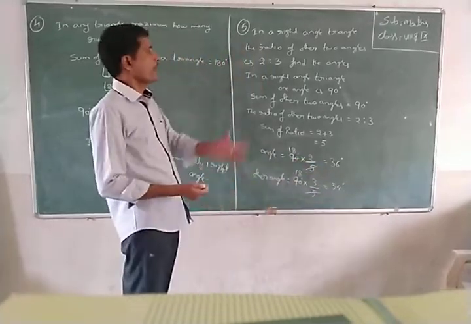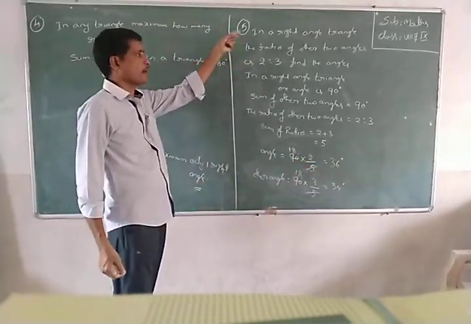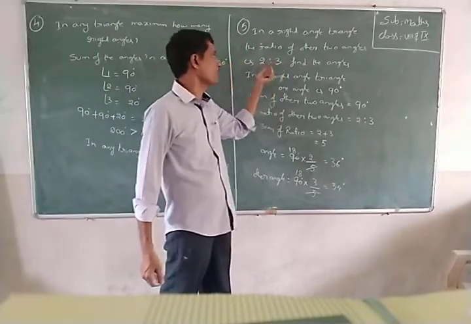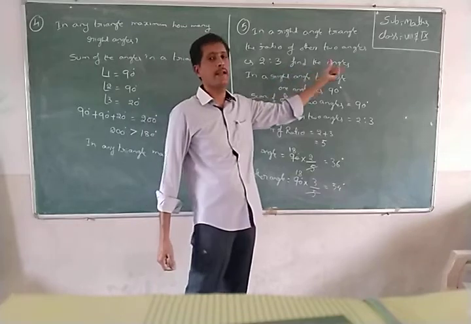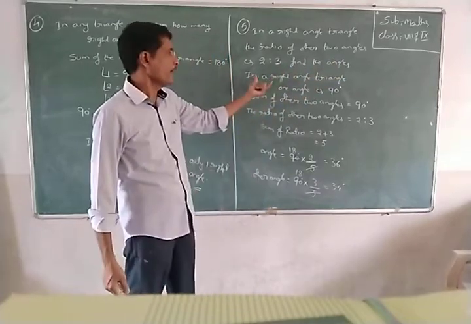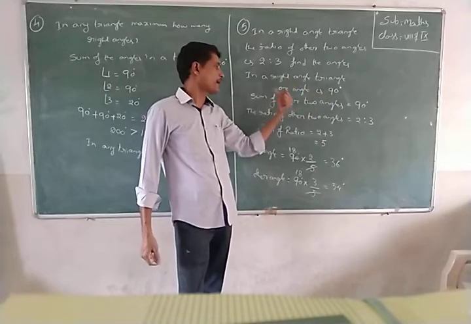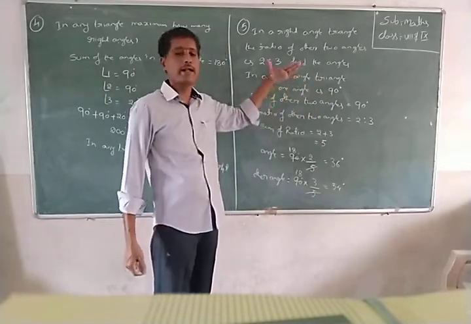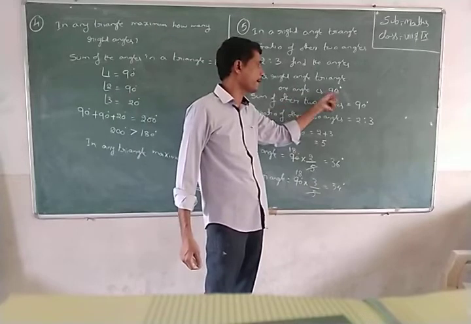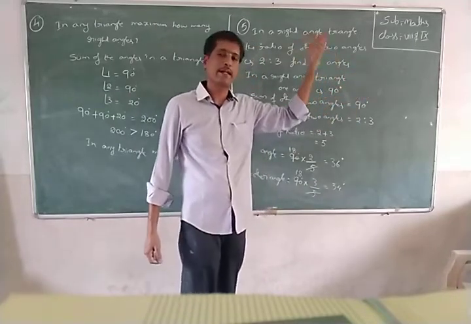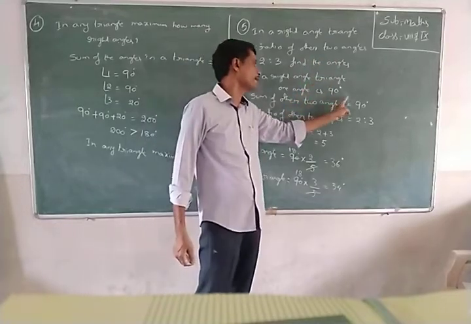One more time. In a right angle triangle, the other two angles are in the ratio 2:3. Find the angles. In a right angle triangle, one angle is 90 degrees. Next, the sum of the other two angles is also 90 degrees. Here, the total is 90 plus 90, equal to 180 degrees. The sum of the angles in any triangle is 180 degrees only.